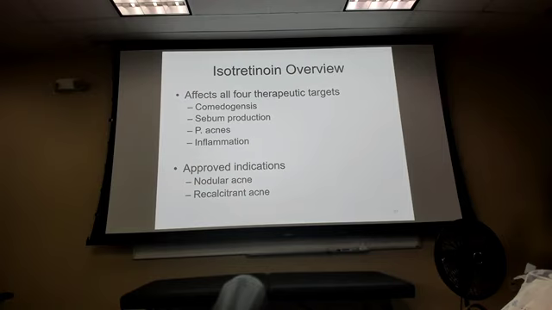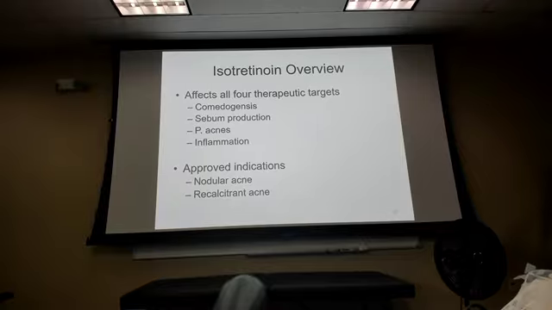Accutane affects all four of the therapeutic targets. So it'll treat the comedogenesis, the sebum production, the bacterial part, right? So that's Propionibacterium acnes. I don't think it says pseudo. So what it said back there, okay? And inflammation. And again, we need to use this for nodular acne, if they had it before, but then it went away, but it's back. Okay, well, we need to get back on the Accutane.